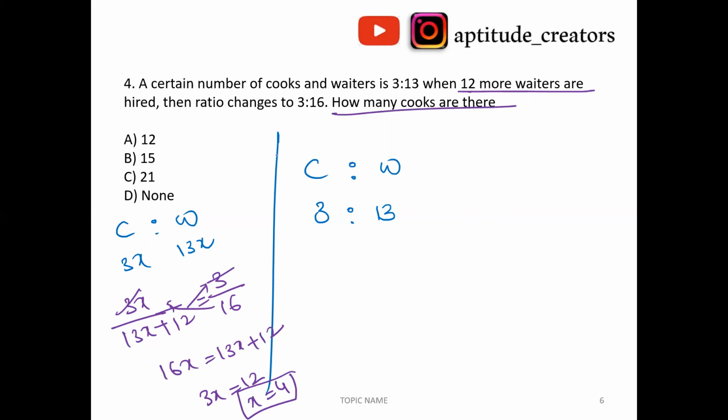Now what is the question? He is asking the number of cooks. How many cooks are there? Multiple of 3 means 3 into 4. It gives the result as 12. The answer is option A, 12.